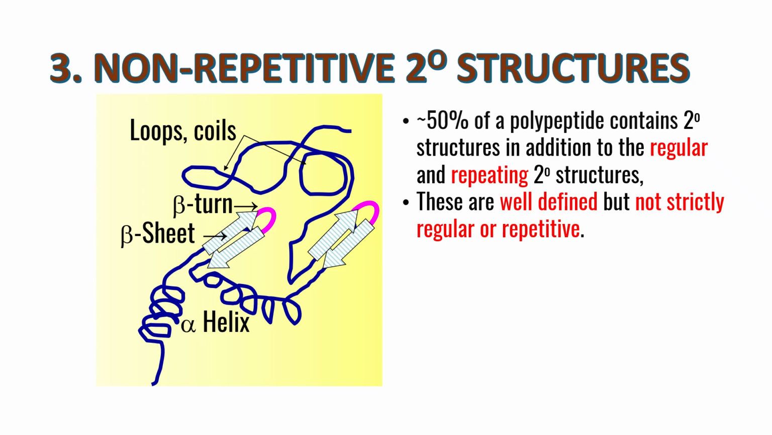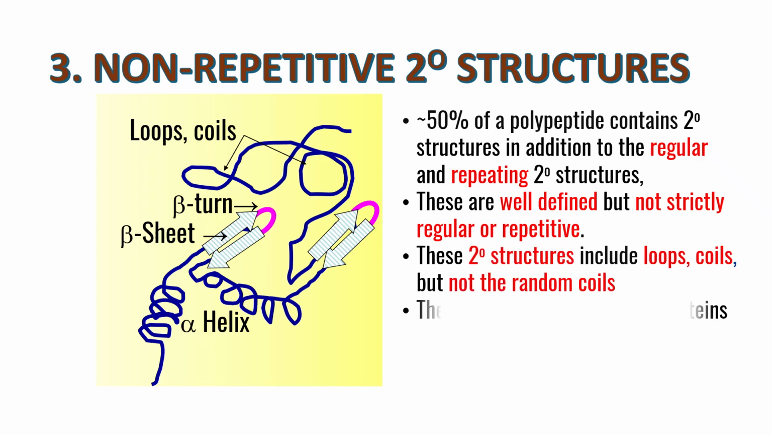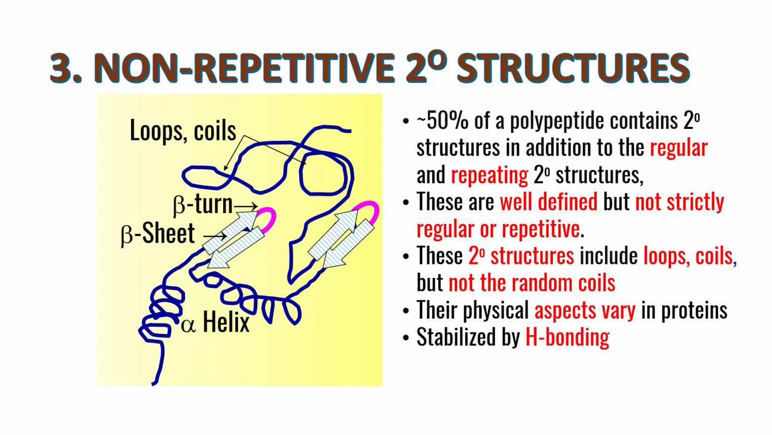These structures are well defined, but they are not strictly regular or repetitive. It means their physical attributes vary in proteins. However, they are highly selective for a given protein. These secondary structures include loops and coils, but not the random coils. Like any other secondary structures, this type is also stabilized by hydrogen bonding between the backbone.